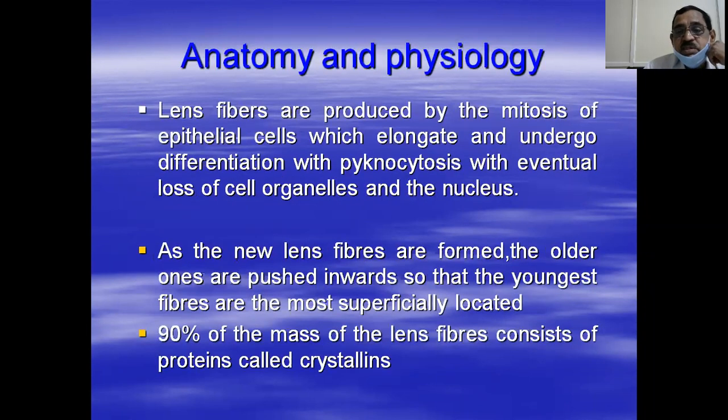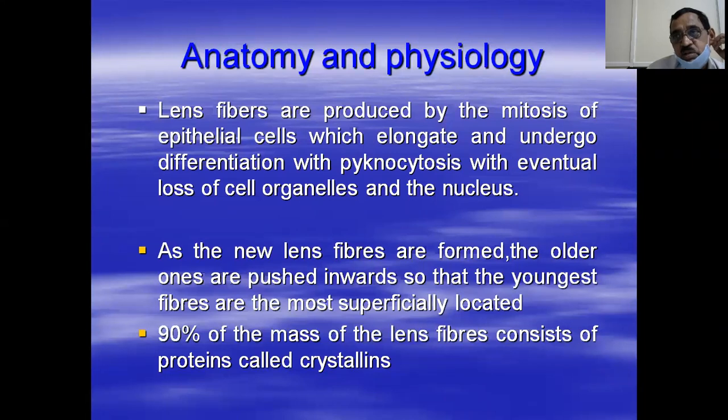Lens fibers are produced by the mitosis of the epithelial cells, which elongate and undergo differentiation with pyknosis and eventual loss of cell organelles and also the nucleus. As the lens fibers are produced, the cell organelles will be lost and the nucleus will also be lost, and they form as lens fibers.